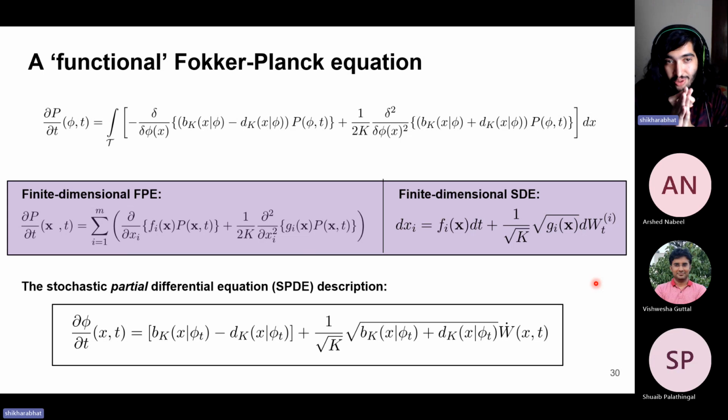I would like to note that for finite dimensional equations, that is, if I have this sort of Fokker-Planck and this sort of stochastic differential equation, this equivalence is very well known, it's very well understood. People see it everywhere. You will see it in all your StatMech textbooks. But this infinite dimensional case, that is, whether a functional Fokker-Planck equation corresponds to an SPDE, is less clear.